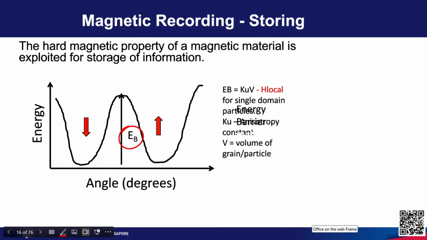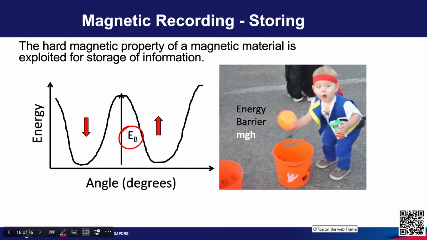If this energy barrier is very, very low, the magnetization may flip from this to that, so the data may be lost. But if the energy barrier is sufficiently large, the data you write will be retained for long periods of time, and that helps us to achieve non-volatility.